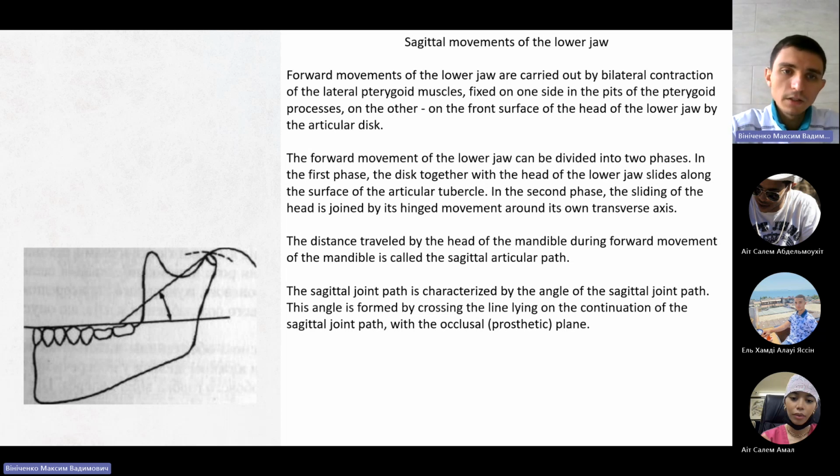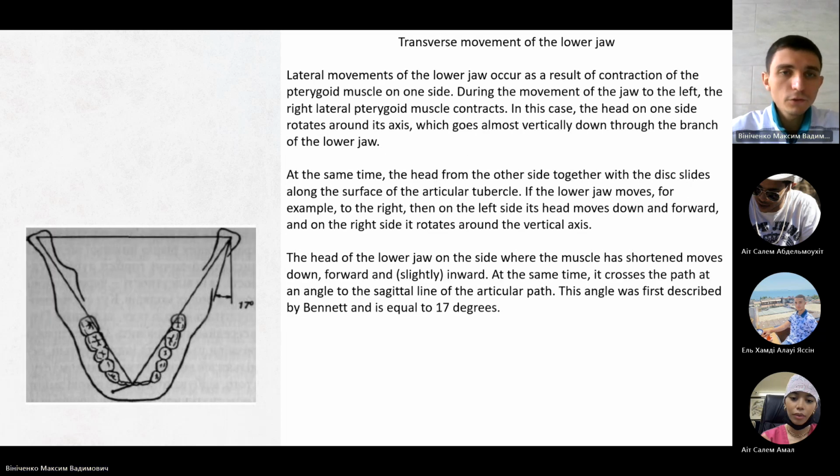The distance traveled by the head of the mandible during forward movement of the mandible is called the sagittal articular path. The sagittal joint path is characterized by the angle of the sagittal joint path. This angle is formed by crossing the line on the continuation of the sagittal joint path with the occlusal plane. We call this plane also the prosthetic plane.